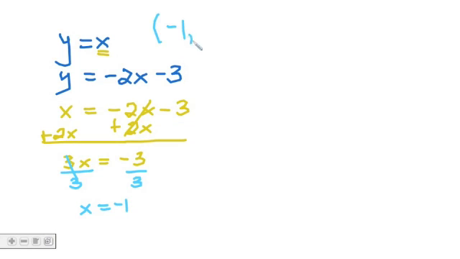Now I need to find my y answer. Well, if y equals x, then obviously y is also negative 1, because it clearly says right here, if I put in negative 1 for x, then y would have to equal x. All right, so the answer is (negative 1, negative 1). All right, let's try this one.